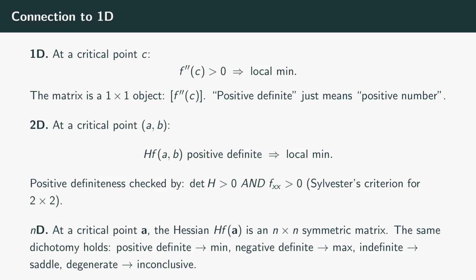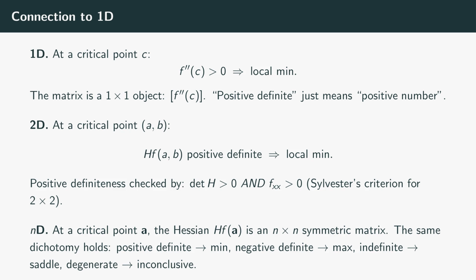In two variables, we generalize positive to positive definite, a property of 2x2 symmetric matrices. By Sylvester's criterion, a 2x2 symmetric matrix is positive definite if and only if its determinant is positive and its top left entry f sub xx is positive. Those are exactly the two conditions in our test for a local minimum.